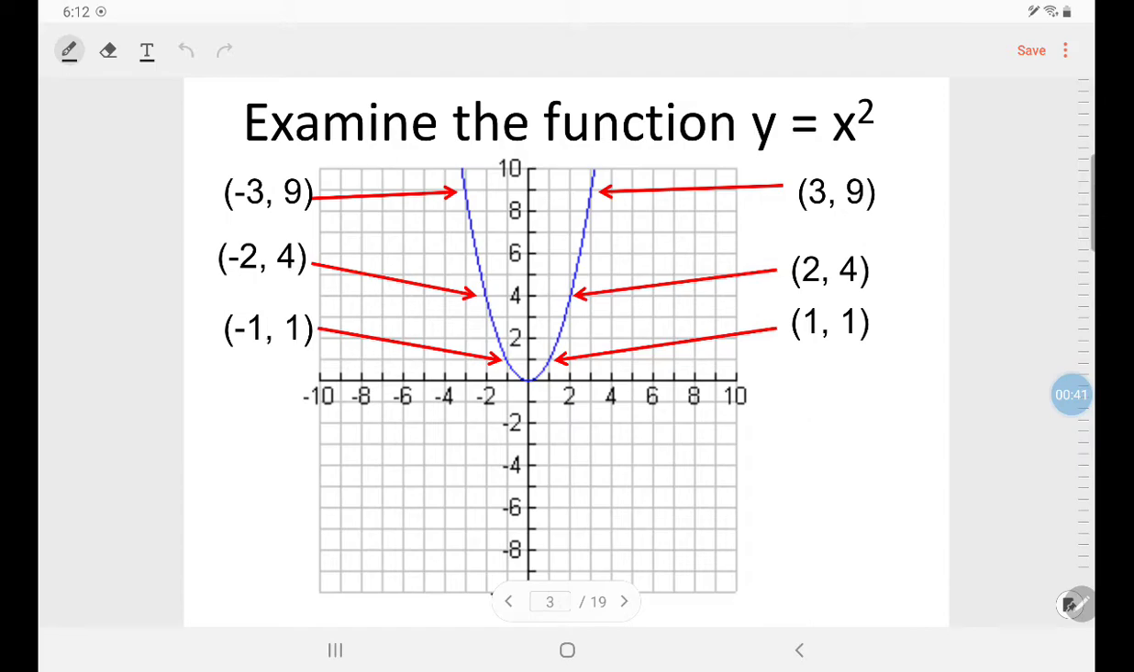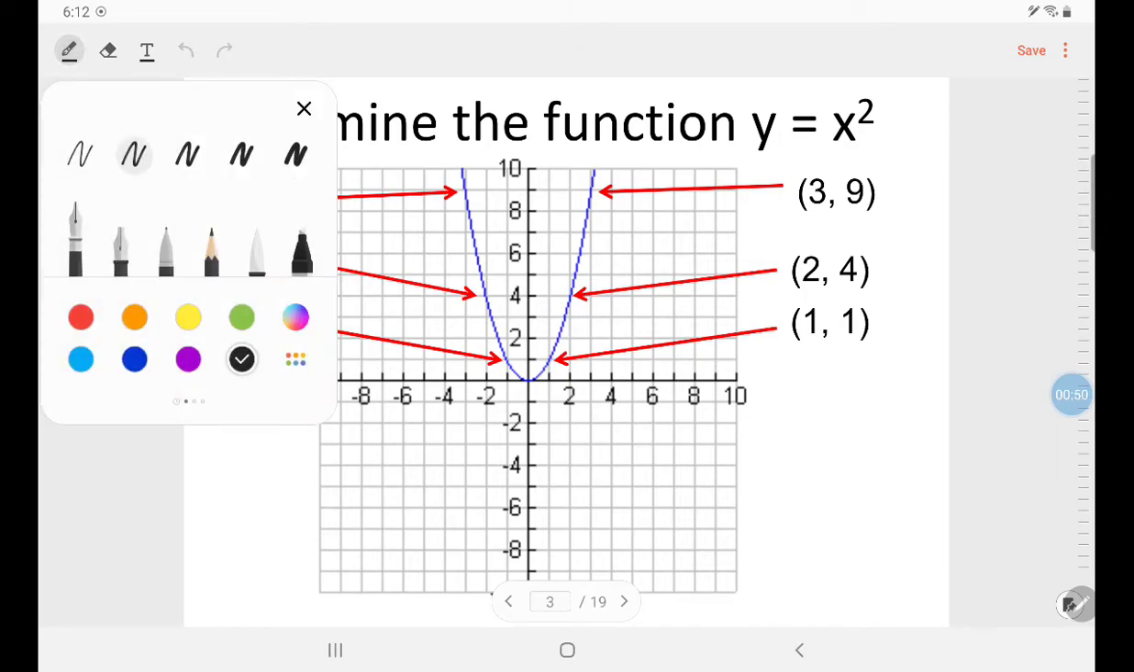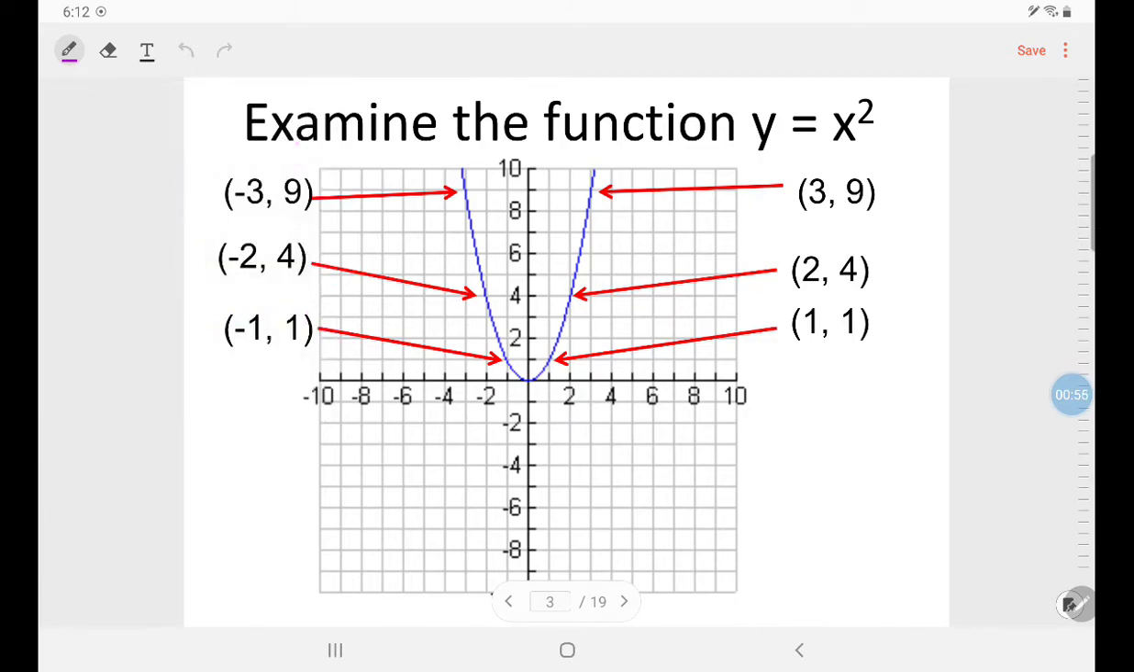So to begin with, let's start with a basic parent function here, your quadratic parent function, the graph of a parabola right here. And if you take a look at it, it is an equation of the form y equals x squared. I'm pretty sure you're familiar with this graph by now, what it looks like.